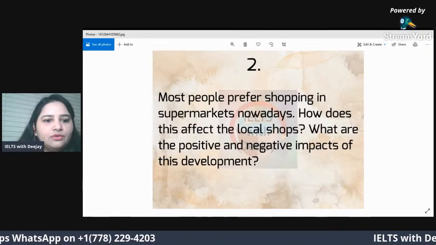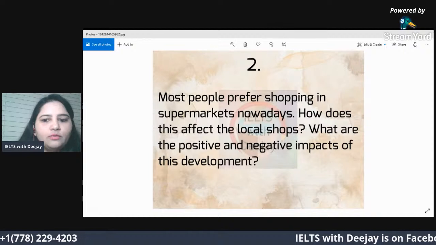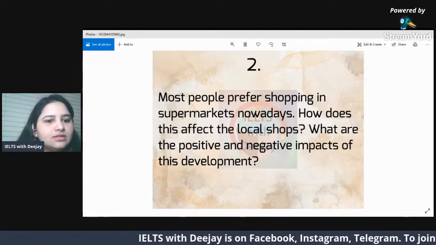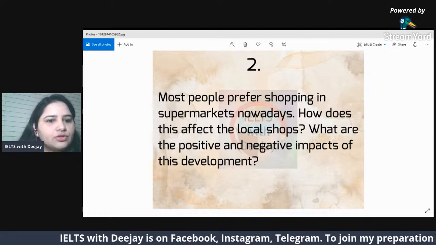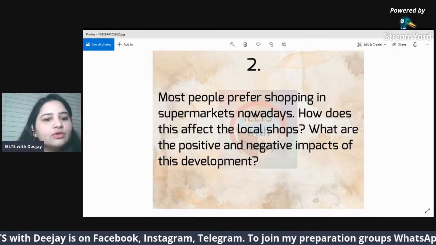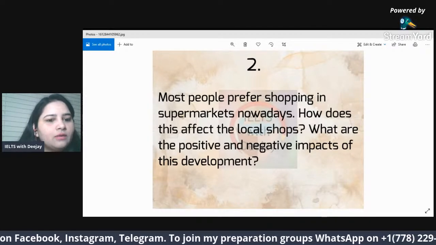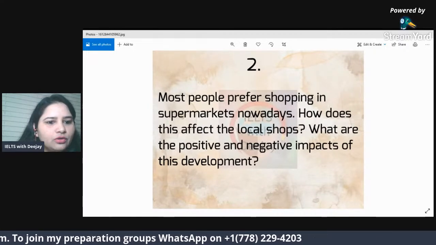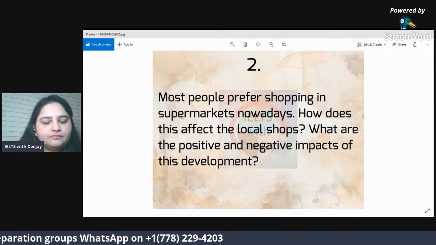Very good, guys. Very good. Thank you so much for participating. When you participate, you are learning and you are making others learn as well because they also get many ideas. They also get new words from you when you are participating. Okay, so I think we should move on to the third one if you're done with this.